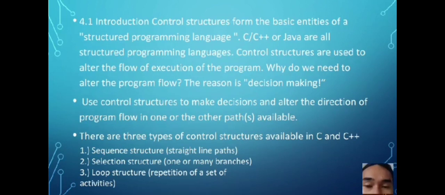Use control structures to make decisions and alter the direction of a program flow in one or the other paths available. There are three types of control structures available in C and C++. Number 1, sequence structure, straight line paths. Number 2, selection structure, one or many branches. Number 3, loop structure, repetition of a set of activities.